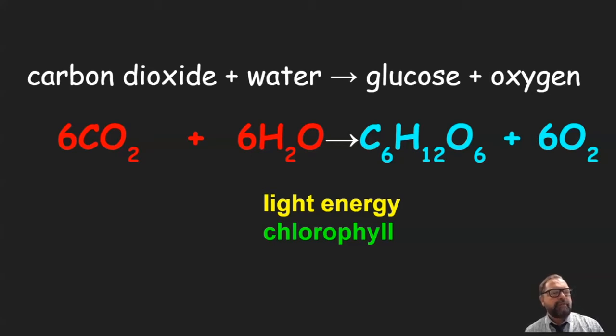Notice that there's 6 of everything apart from the glucose, and the glucose molecule is made up of the same number of carbon and oxygen atoms and double that number of hydrogen. This is typical for a sugar. We don't include light or chlorophyll in the equation. They are required, but they are not substances, so not participating in the reaction.